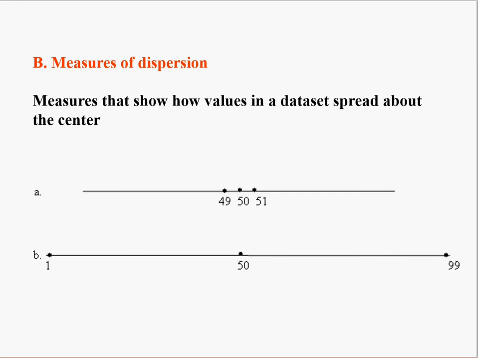And another data set, 3 individuals. One is $1, the other is $50, another is $99. For both data sets, the average, the means, are the same. The mean is 50 for both data sets.